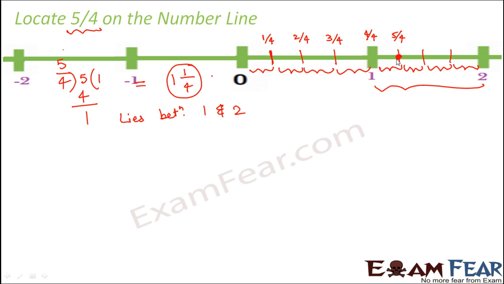So every time, what you need to do is first get a rough idea about where this number is located, at least between which two whole numbers. Once you have an idea, you divide each segment between two whole numbers into as many equal parts as the denominator. In this case the denominator is 4, therefore we have divided each section into 4 equal parts. This is the strategy that you need to follow to locate a rational number on a number line.